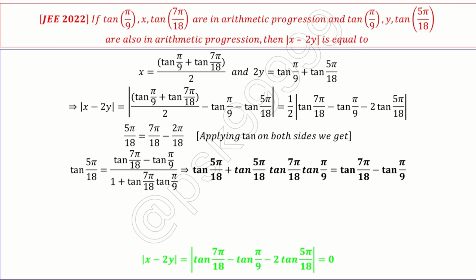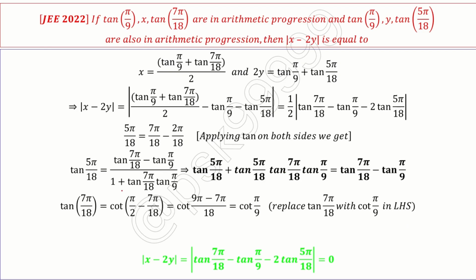So if I take this denominator to the other side, it will become tan of 5 pi by 18 plus all three products here. Okay, tan of 5 pi by 18, tan of 7 pi by 18 into tan of pi by 9, which is equal to tan of 7 pi by 18 minus tan of pi by 9. Okay, so now what I need to know is that tan of 7 pi by 18 is nothing but cot of pi by 2 minus 7 pi by 18, right?